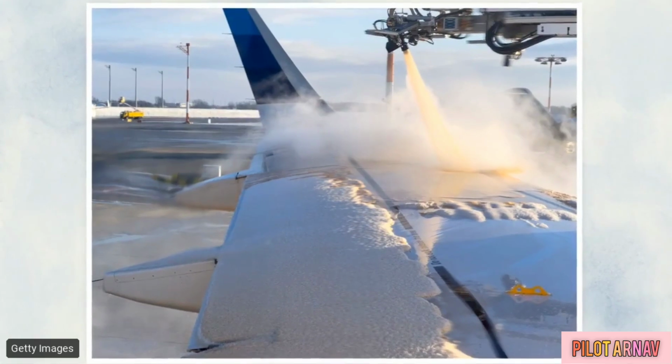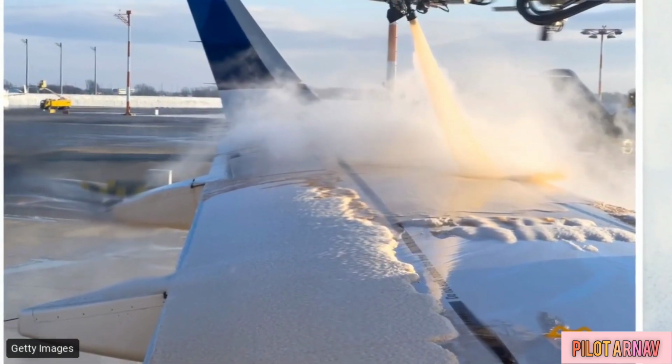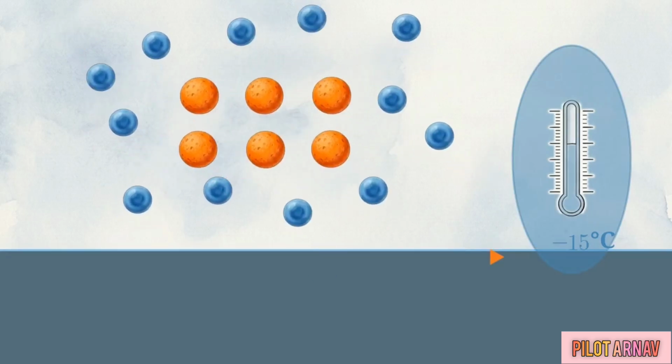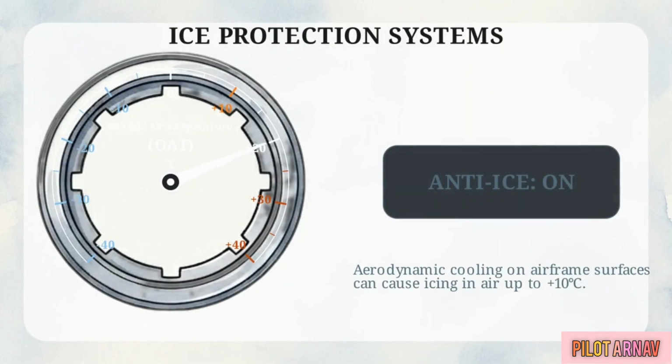The chemical properties of this de-icing fluid do two things. They melt the existing ice upon contact, and they actively lower the freezing point of any remaining water on the airframe. Once airborne, strict operational protocols apply.